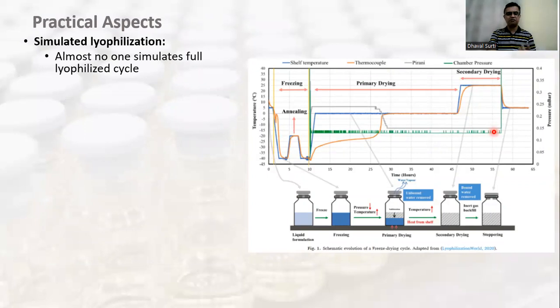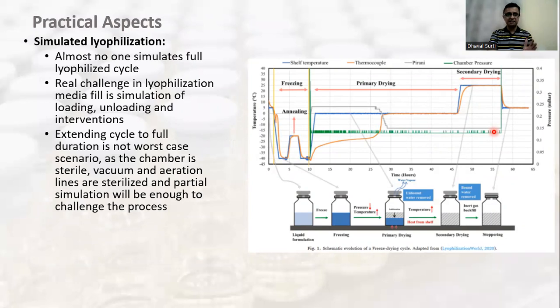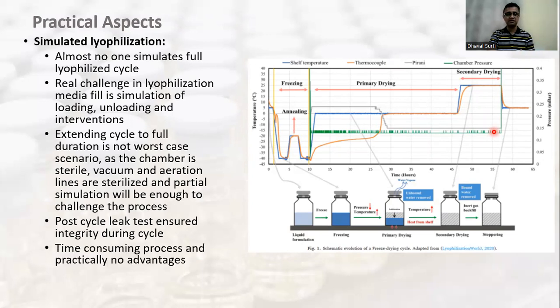For the simulation, almost no one simulates the full cycle. I have never seen that approach. The real challenge in lyophilizers is the simulation of loading, unloading and intervention, which I discussed. Extending the cycle to full duration is not the worst case scenario, as the chamber is sterile, and the vacuum and aeration lines are sterile, and partial simulation will be enough to challenge the process. Partial simulation means 2, 3 or 5 hours of simulation of vacuum and pressure pulses as per the primary drying and secondary drying requirement, where the vacuum is not very high. It's enough to simulate the cycle. And the post cycle leak test ensures the integrity of the chamber during the cycle. So we don't have to simulate the full cycle, it is a time consuming process, and practically we are not getting any advantage out of it.